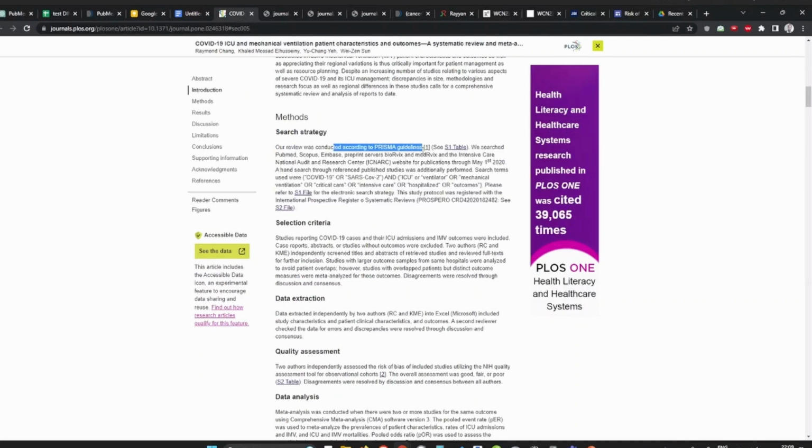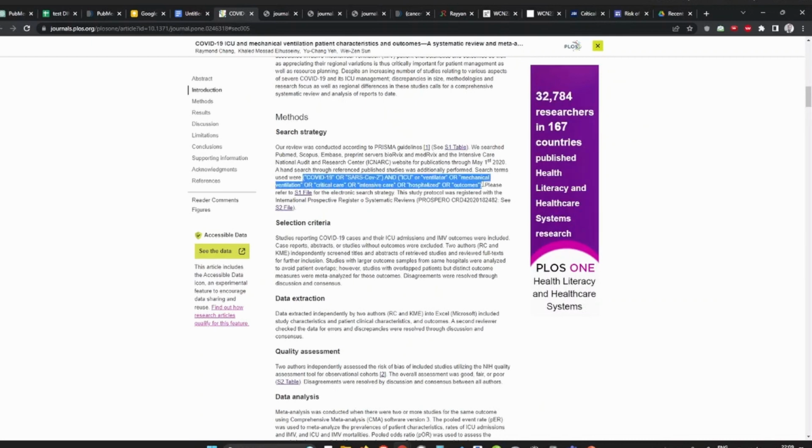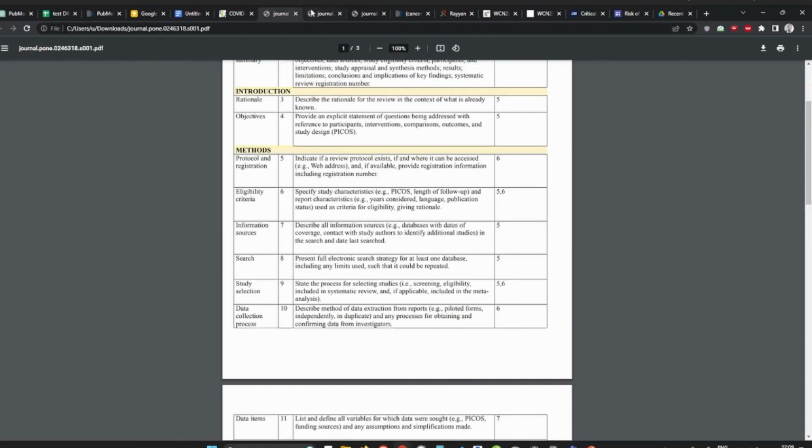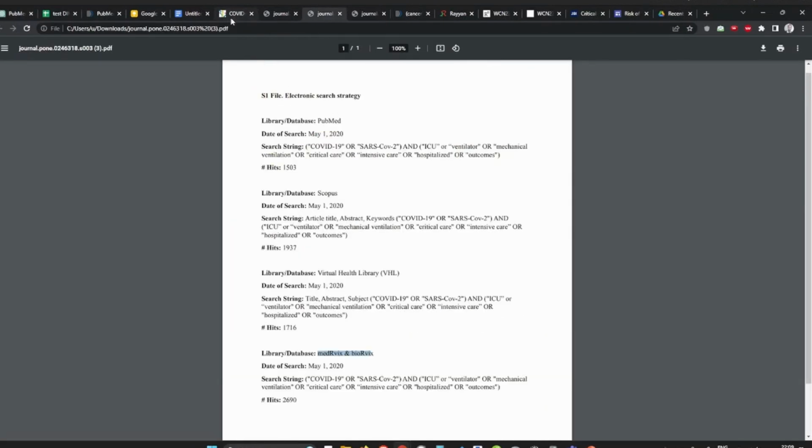They follow the PRISMA guideline. We searched in this number of databases, and this is the inclusion criteria. So they are only pulling out papers throughout the year, up to May 1st, 2020. So they are putting in this search criteria, this search strategy, and as they've explained in detail in the supplementary data.